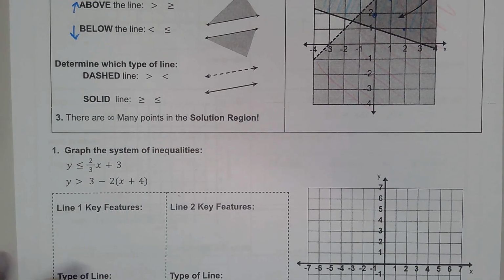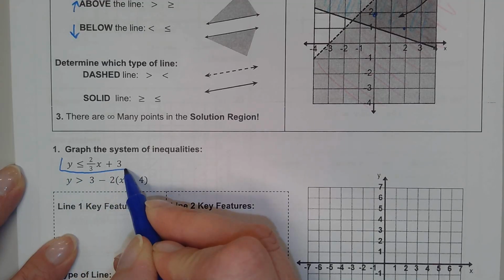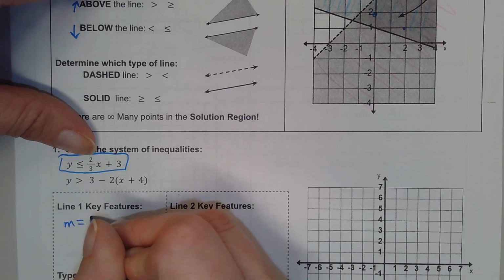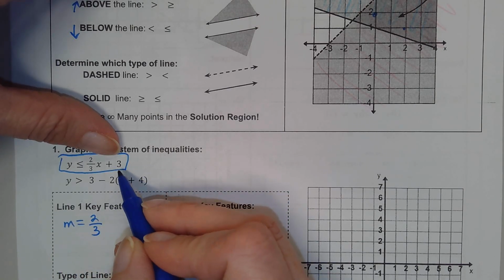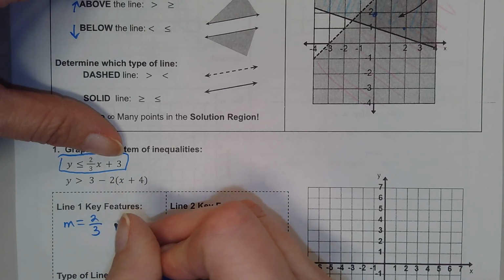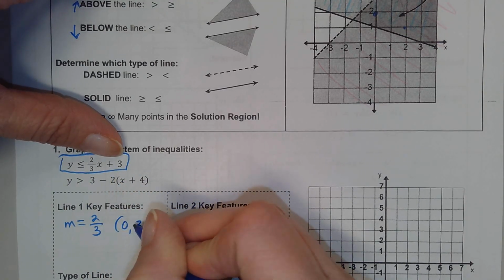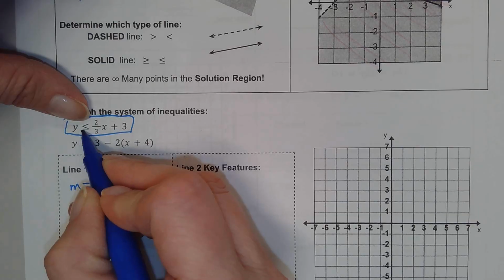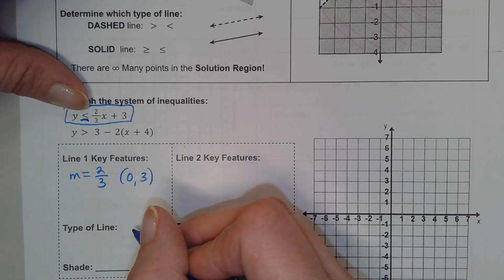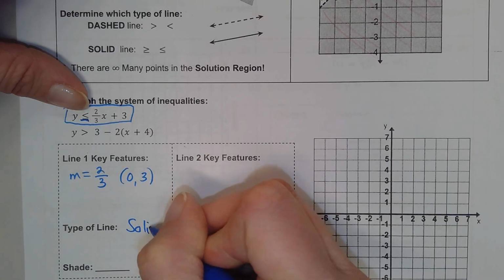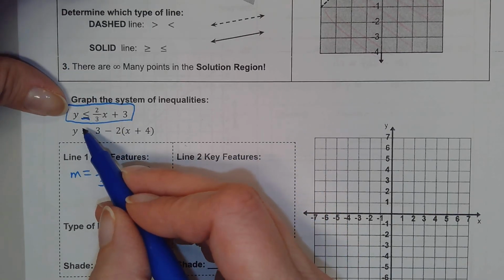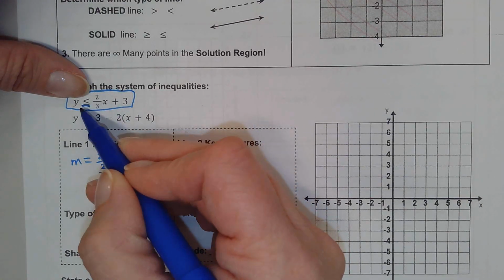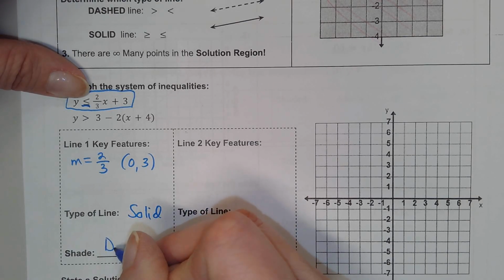Let's take a look at this first example right here. I'm going to do line 1 and all of the information for it right here. So the slope is 2/3. And what is the point? This is going to be the y-intercept of (0, 3). Now, what type of line are you going to have if you have an equal sign, dashed or solid? It's going to be solid. And remember, when you have a y equals equation, we don't have to test to shade. We're going to look at that symbol. And since it says less, I will shade below.